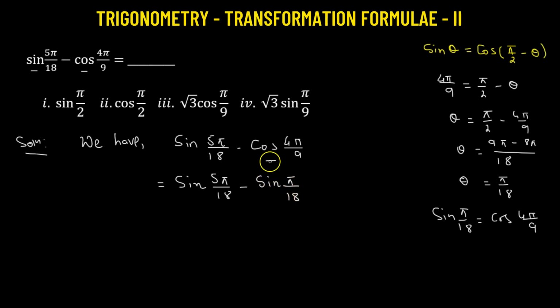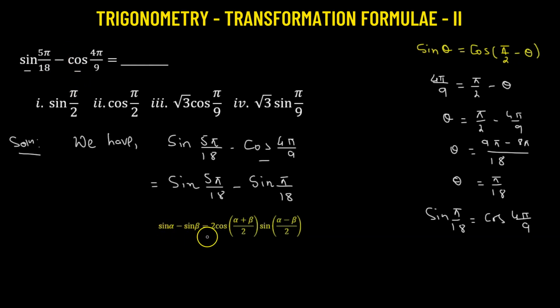So now we have successfully converted the second term to a sine function, such that we now have a difference of two sine functions. We are ready to apply the transformation formula here. So whenever we have the difference of two sine functions, that becomes equal to 2 times cosine of alpha plus beta over 2 times sine of alpha minus beta over 2.